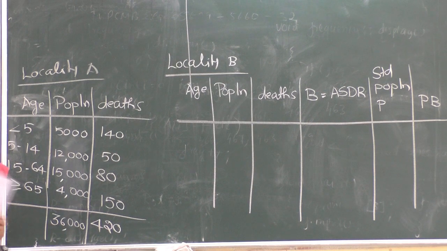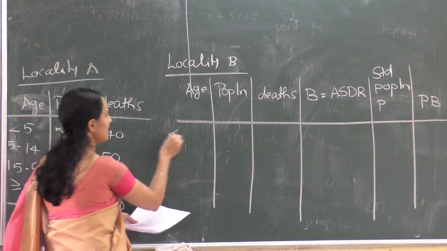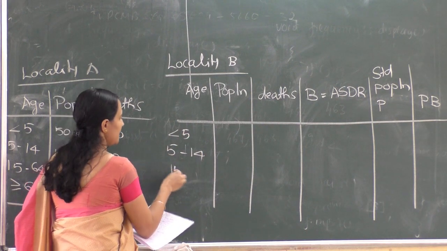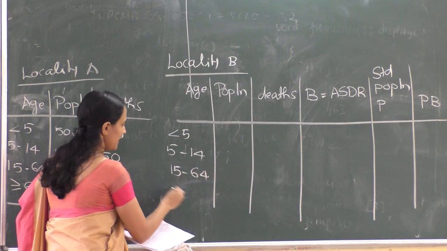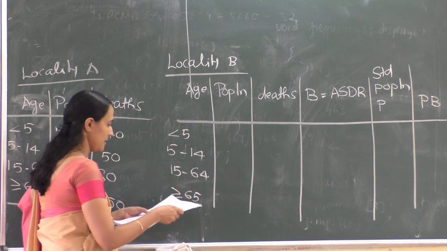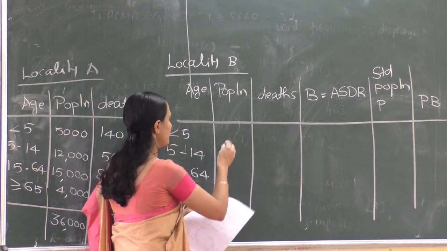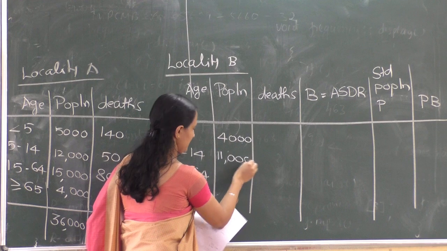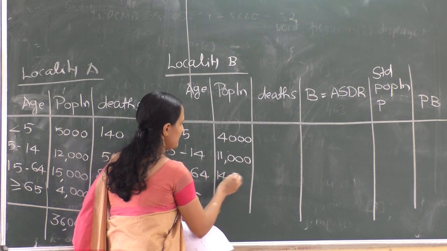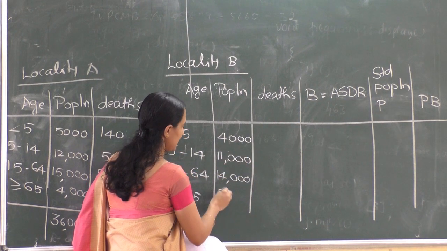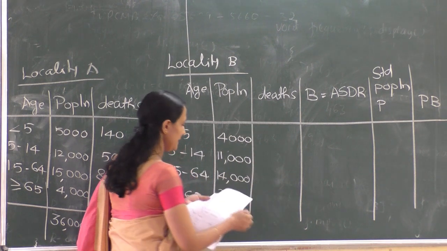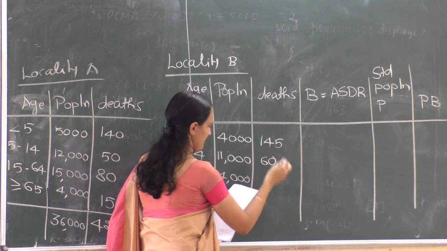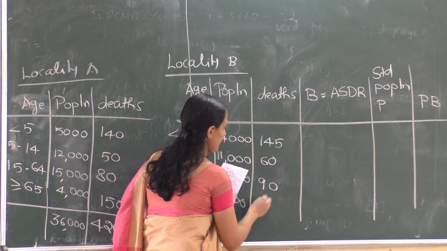So population is 4,000. Age same: less than 5, 5 to 14, 15 to 64, greater than or equal to 65. Locality B population is 4,000, 11,000, 14,000, then 3,000. Then deaths is 145, 60, then 90, next 110.